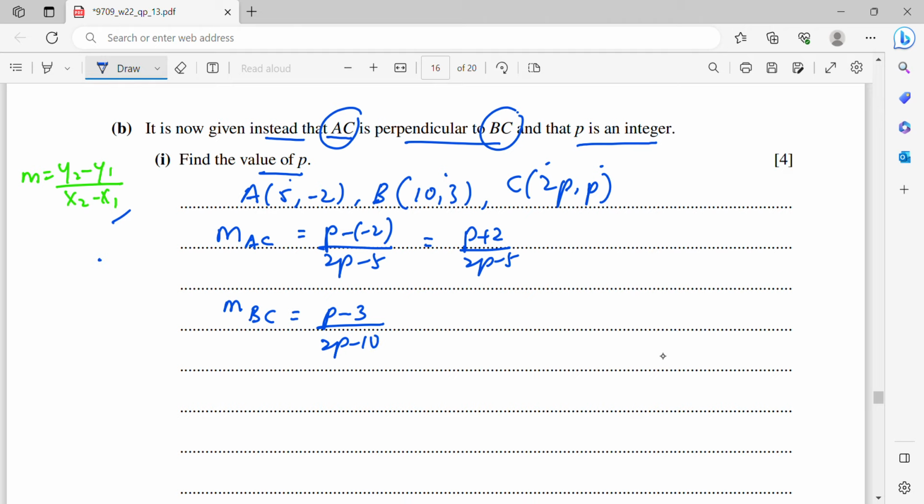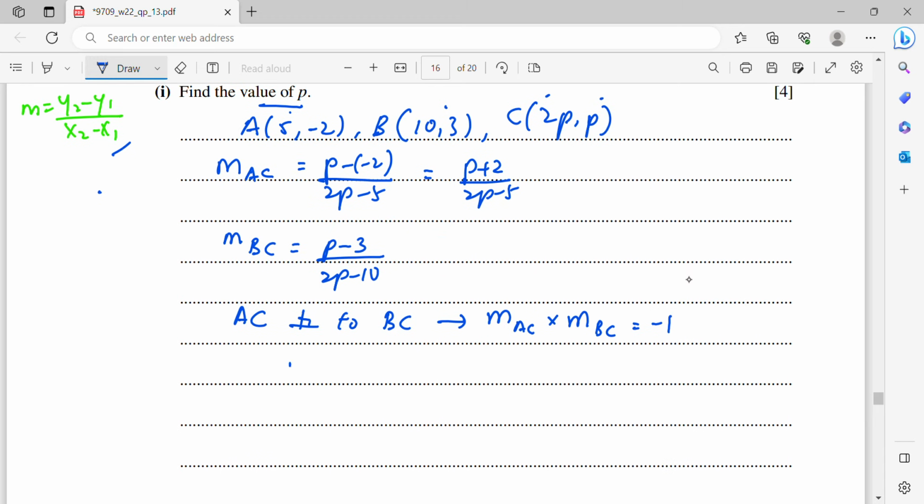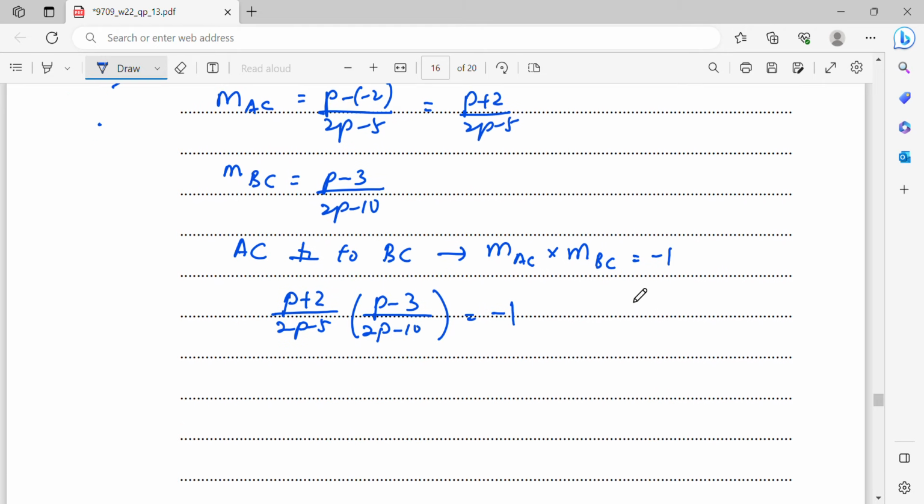Okay, so AC is perpendicular to BC, which means m_AC times m_BC equals minus 1. That's the property of perpendicular lines. So now I will multiply (p + 2)/(2p - 5) multiplied by (p - 3)/(2p - 10) equals minus 1. Now we need to move this denominator to the right side.